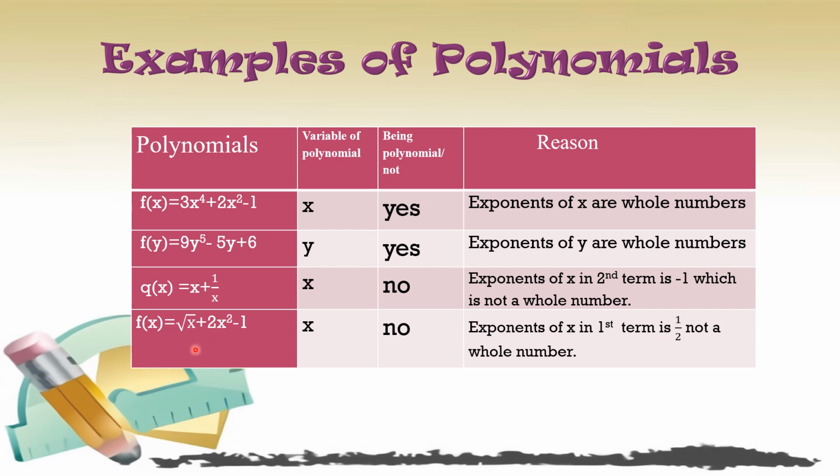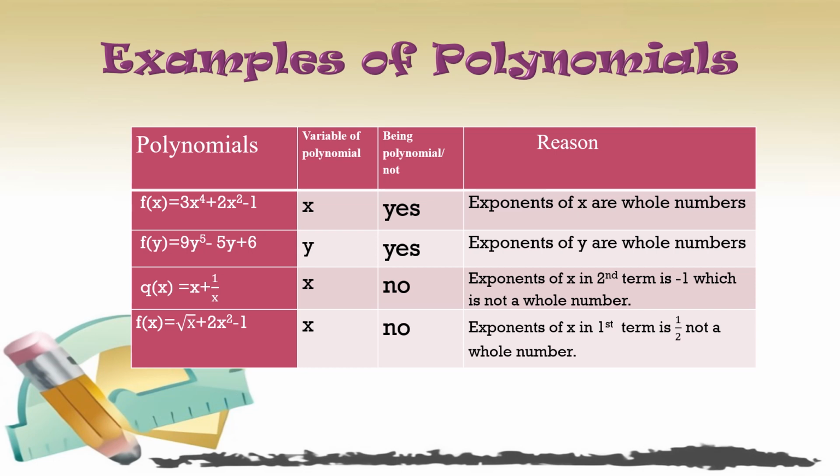Now next, root x plus 2x^2 minus 1. We have to check whether it is a polynomial or not. No, it will not be a polynomial, though its variable is x. But here in the first term, the exponent of x is 1 by 2, which is not a whole number. So we will say that no, the last one is also not a polynomial. See, the only basic condition is that you have to check that the exponents or the degree should be a whole number. That's it. If it is, then it is a polynomial. If it is not, then it is not a polynomial.